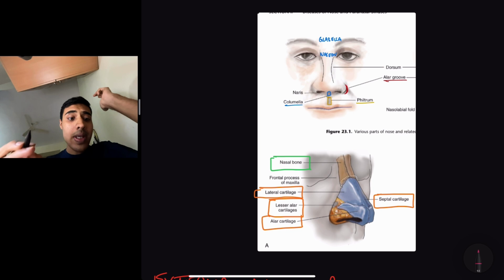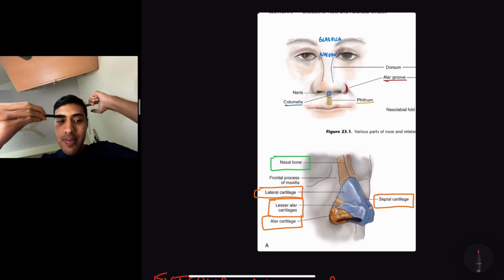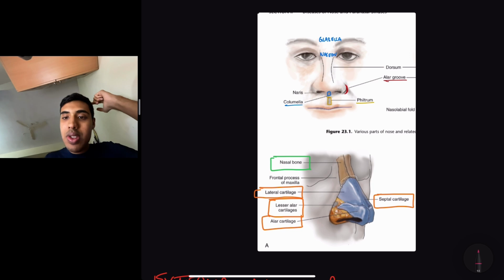Let's look at some anatomical landmarks. First we have the glabella. This is the glabella. This is the nasion. As you can see in the picture, glabella, nasion. Then you have the long dorsum of the nose.